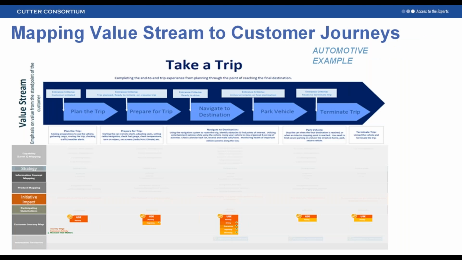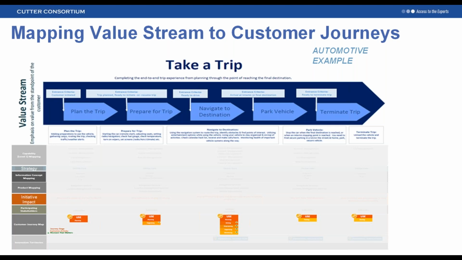Here is another view of that. This is just flipped in a little bit different direction. So instead of having the customer journeys on the top and the business architecture value streams and capabilities on the bottom, we've just done it the other way. So this is a view where you can put the value stream on the top and show the customer journey phases on the bottom. So what you're looking at here is a value stream from an automotive company.